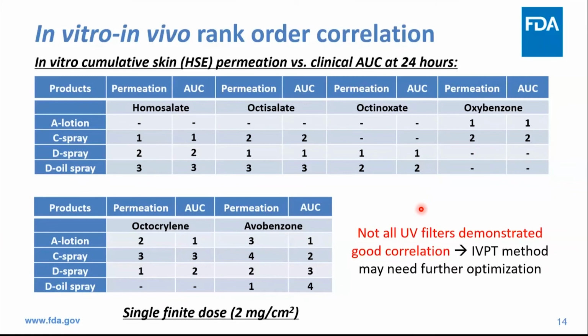However, there are 2 UV filters, octocrylene and avobenzone, shown on the bottom table, that do not have a very good correlation between the 2 types of data. So the results indicate that the discriminatory power of this IVPT method may be higher for molecules with moderate to high skin permeation potential, shown on the top table, and for molecules with low skin permeation potential, like octocrylene and avobenzone, some more method development improvement is needed.